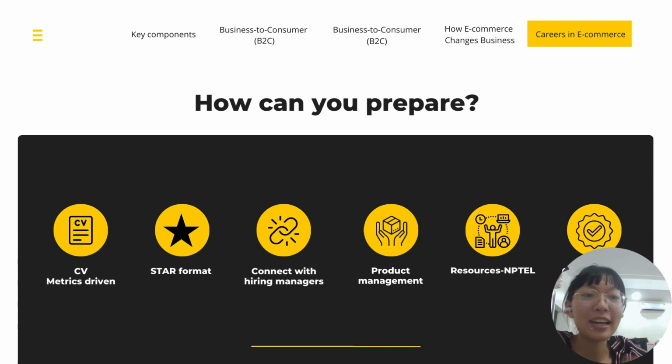In order to land your first e-commerce career, this is how you could prepare. Start by adopting a metrics-driven approach. And in e-commerce, it is crucial to focus on KPIs. So you should highlight these metrics in your resume and LinkedIn profile to demonstrate your ability to drive results. Second, you should use the STAR format to structure your accomplishments and make your experience more compelling to hiring managers.